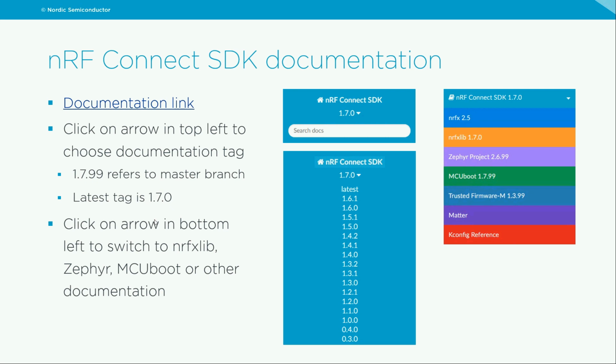And on the bottom left-hand side of the documentation, that's where you can switch between the different repository documentation. So if you want to switch, again, you click on the arrow, and then you can switch to the nRF repository. If you want to look at the Zephyr project documentation, you can click on that, etc.